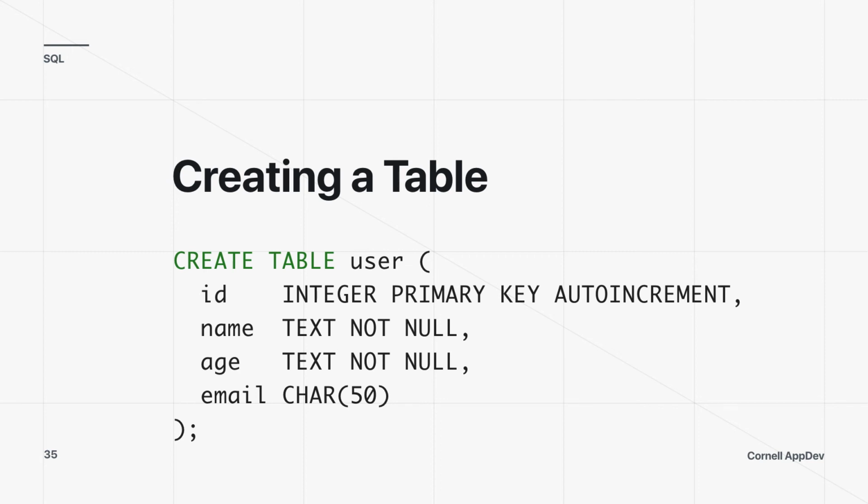Another field is name, as well as age. It just says that the type is text, which is a string essentially, and NOT NULL just means that if I'm going to be adding data to this table, it must be the case that I fill out these fields. And another field that I'm not requiring is email. It will be a type character with a maximum length of 50.